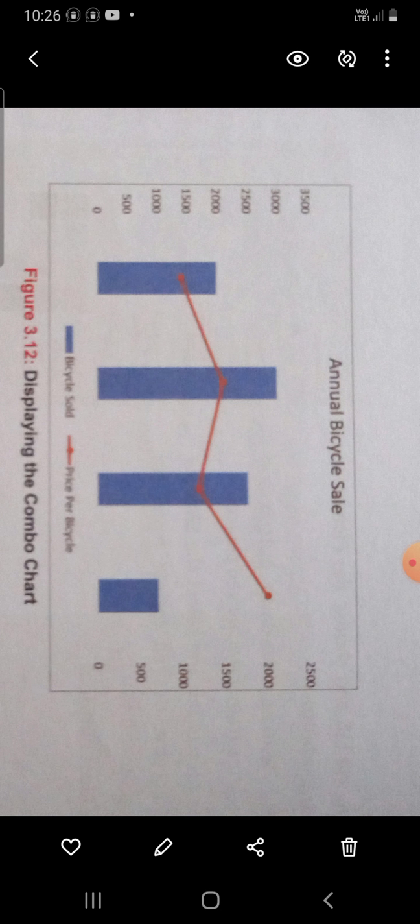Again, in the left hand side, the number shows the number of bicycles sold. The data shows the number of bicycles sold in the left, and the value mentioned at its right side depicts or represents the price per bicycle.